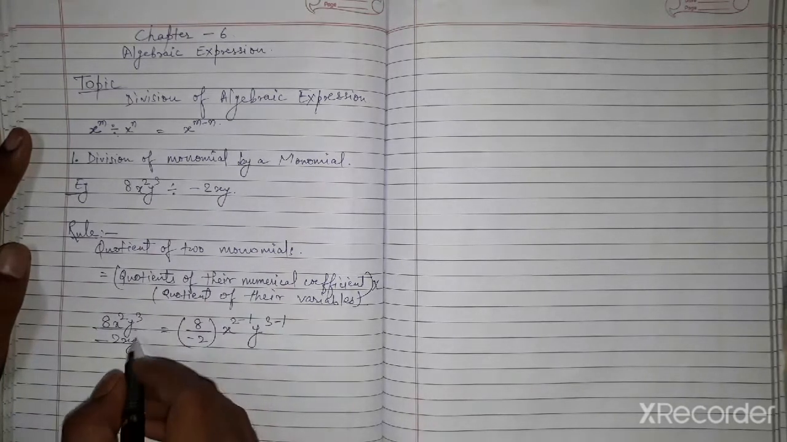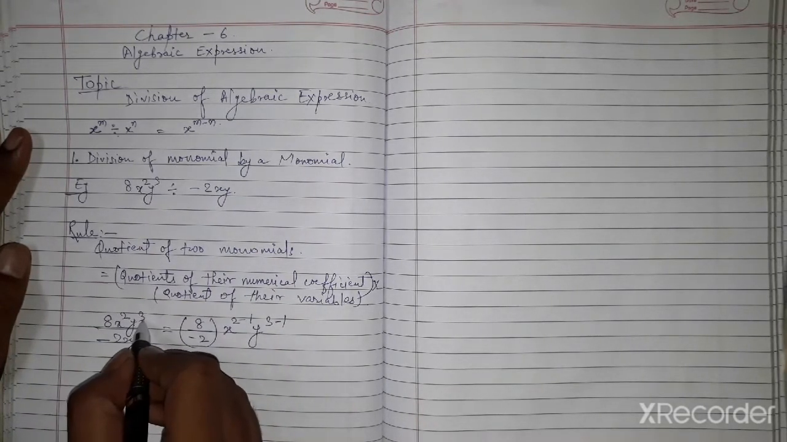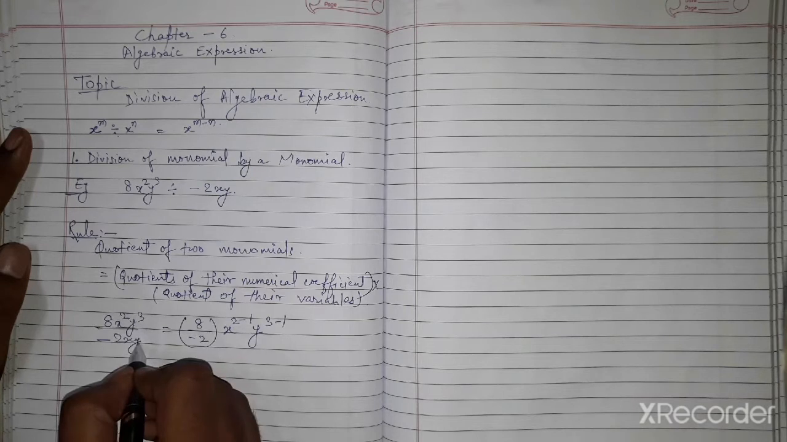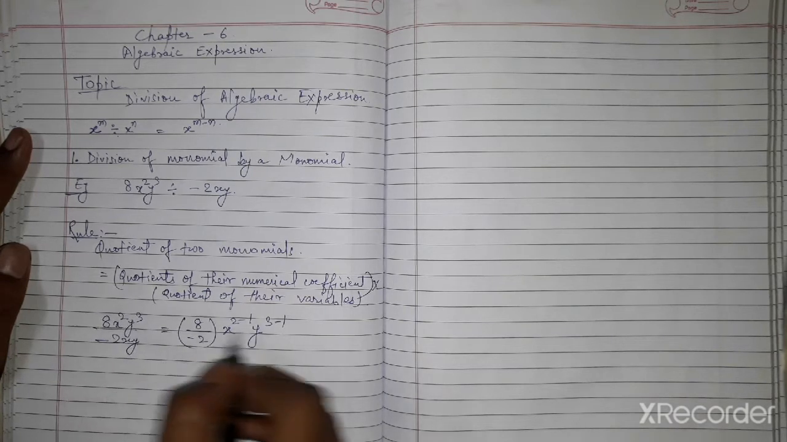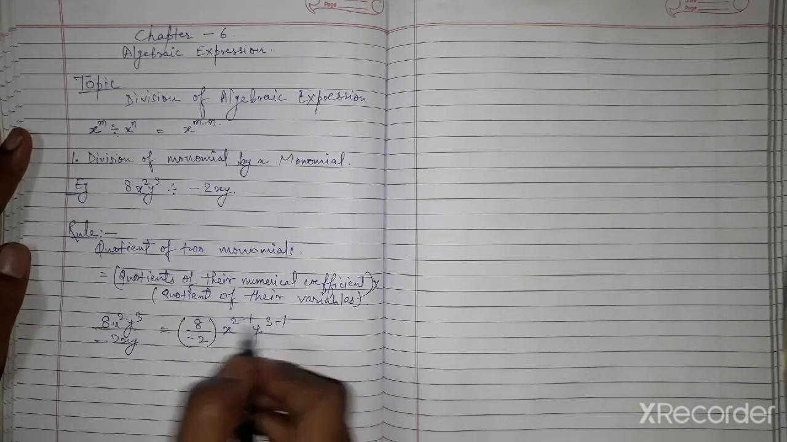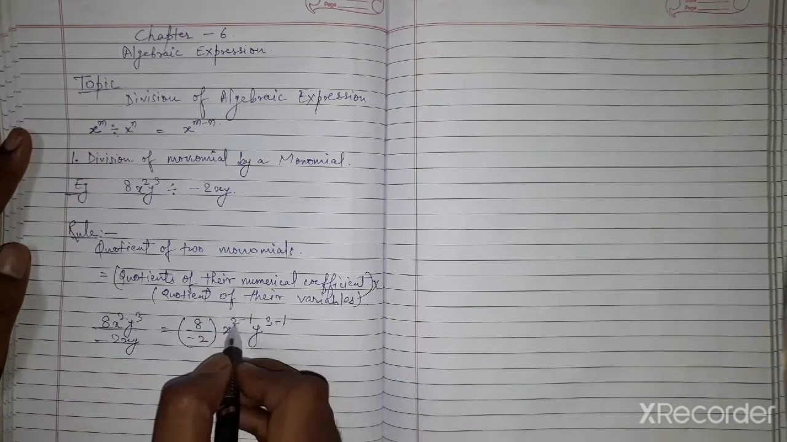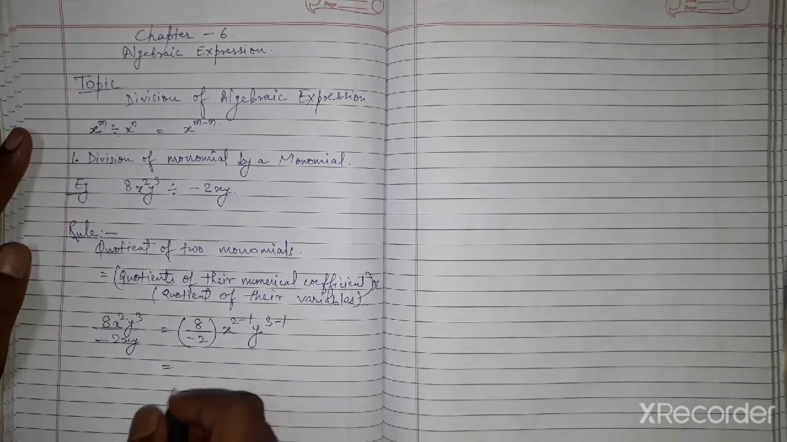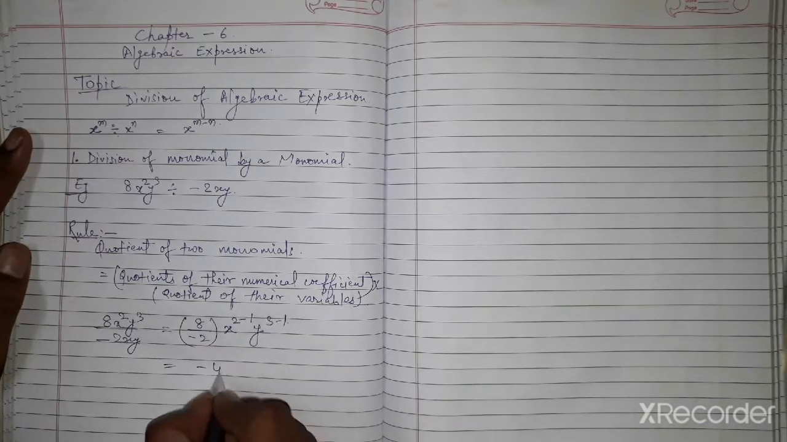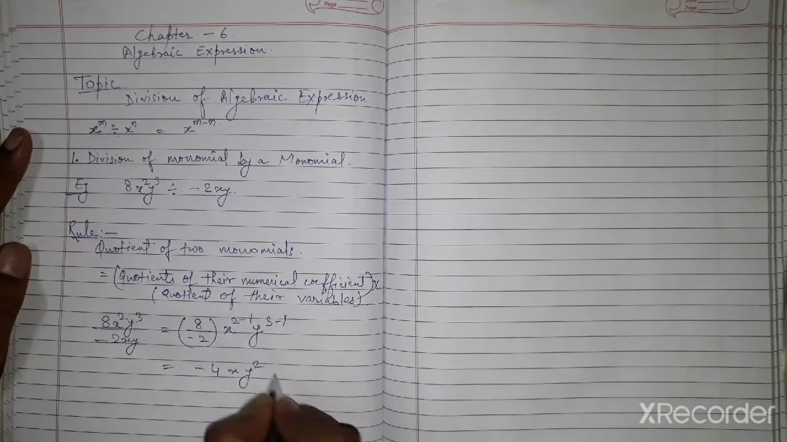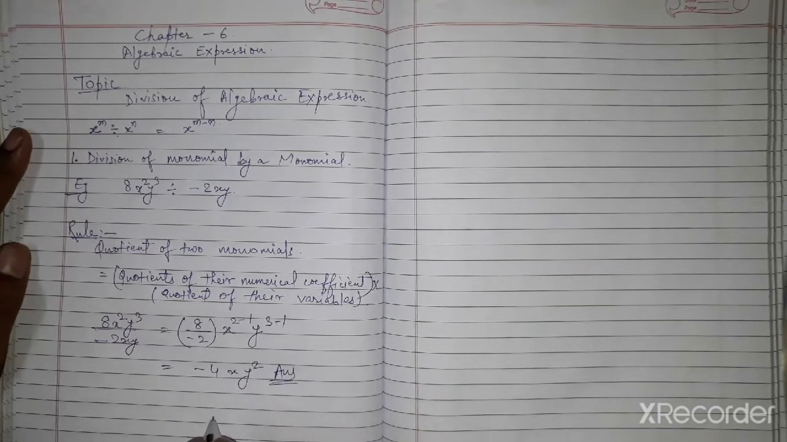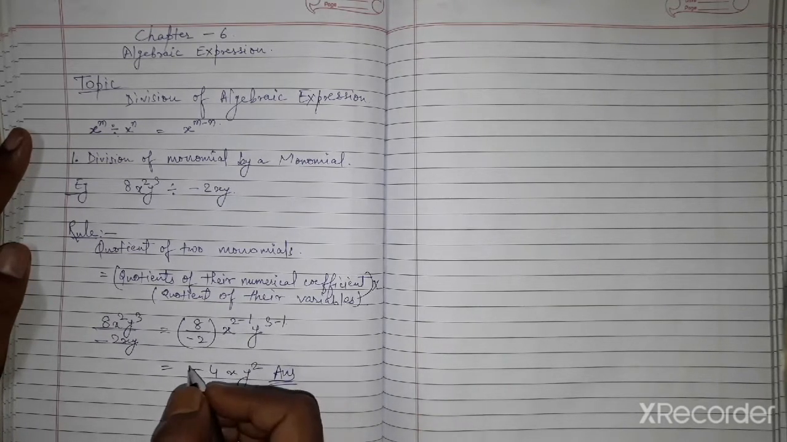So here you can see the power of y is cube in the numerator part, and in the denominator part the power of y is 1. So it is written as 3 minus 1. The power of x is 2 in the numerator and 1 in the denominator. So it is written as x 2 minus 1. So my final answer will be minus 4x y square. So this will be my answer. Let's take one more example.